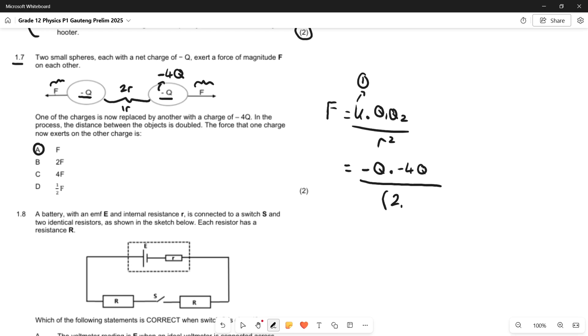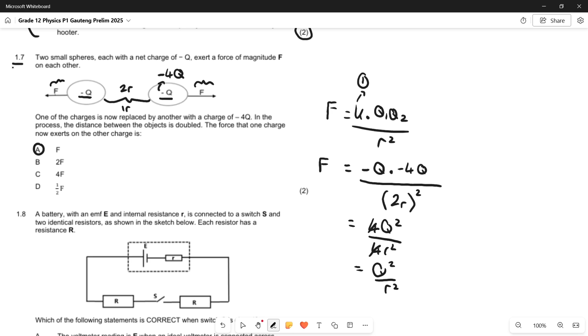So if we plug in 2r over here, and this is still squared because that is a part of our formula, we are trying to see what value of f we get over here, because a negative times a negative is positive, and then 4 times 1 is 4, and q times q is q squared. So we have 4q squared over here, and at the bottom we have 2 squared, which is 4 as well, and r squared as well. What happens is the 4 and the 4 simplify, and we end up with q squared over r squared.